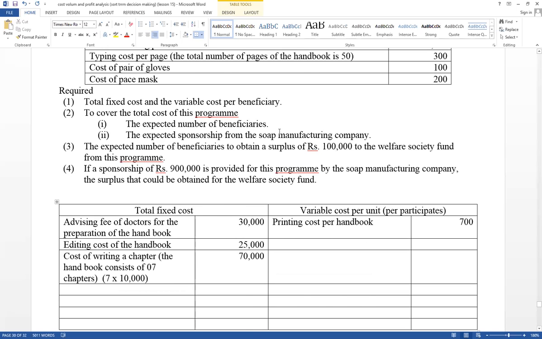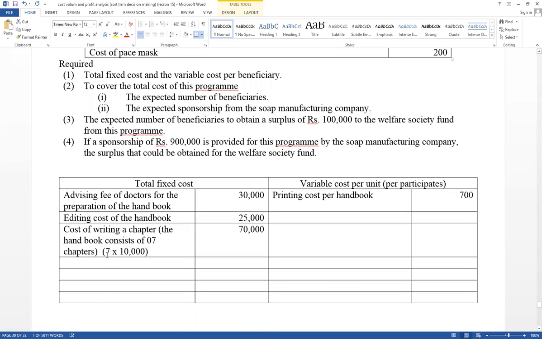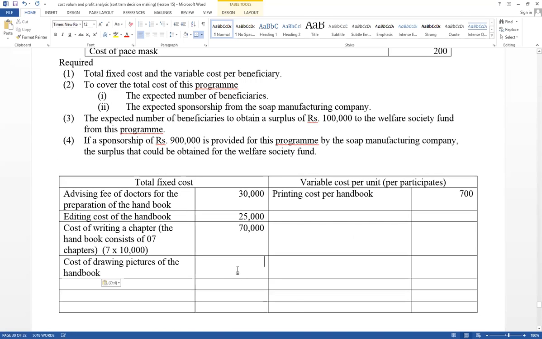There are 7 chapters available. Per chapter it has been given. This one is very important. 7 chapters available. Fixed cost, it does not vary with number of participants. Therefore, fixed total value should be calculated. And cost of drawing pictures of the handbooks, it also does not vary with number of participants. Fixed cost value equals 10,000. Total fixed cost should be calculated. If it is a fixed cost, total value should be calculated.